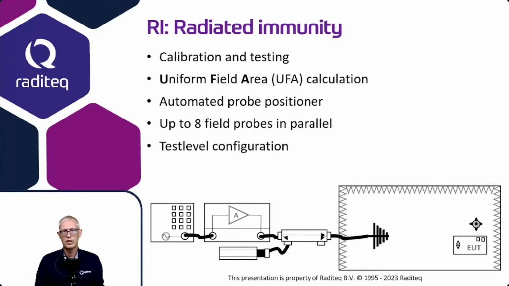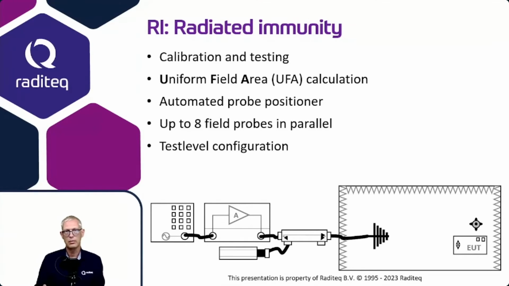Now, this is a typical setup for a radiated immunity test with the signal generator, the amplifier, a coupler, a power meter connected to an antenna inside the anechoic chamber. And in the anechoic chamber, you of course have the EUT or the field probe during the calibration. And RadiMation supports the calibration of the field, and also supports the testing. Based on the calibration files, we can calculate the uniform field area to determine if the area is within the 0 to 6 dB tolerance range.